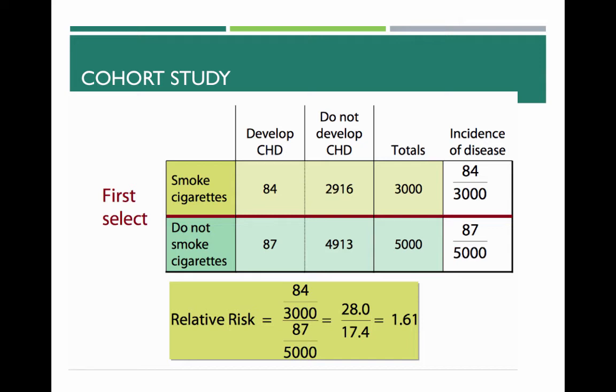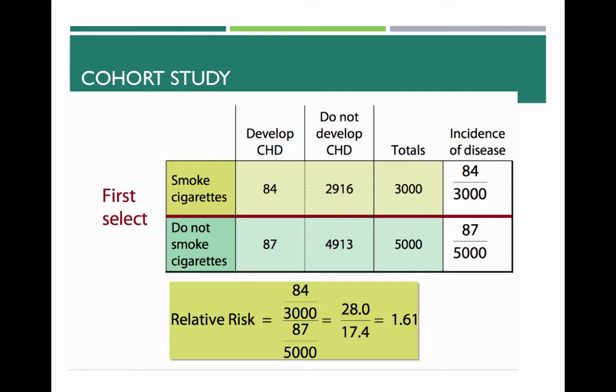So here we see an example of a cohort study where we're looking at the exposure. This is data from the first 12 years of a cohort study of smoking status and the risk of heart disease. We have 3,000 smokers and 5,000 non-smokers that were followed over a period of time. Of the 3,000 smokers, 84 developed heart disease. The incidence of heart disease in the smokers is then 84 over 3,000, or the number with disease divided by the total number who are exposed.